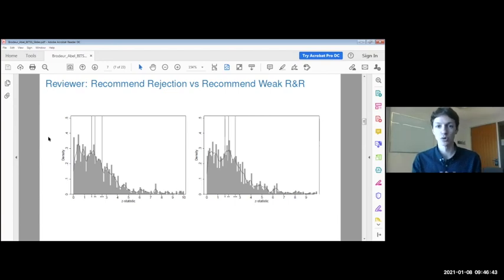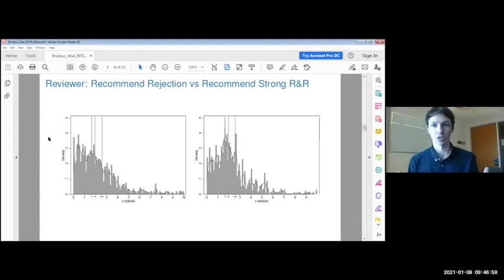Here, let me show you, so it's reviewers who recommend rejection. It's on the left-hand side. On the right-hand side is weak R&R. Not that much of a difference. Let's get to strong R&R. Strong R&R is the reviewer loves the paper. He loves the initial submission. And there's a lot of stars there.